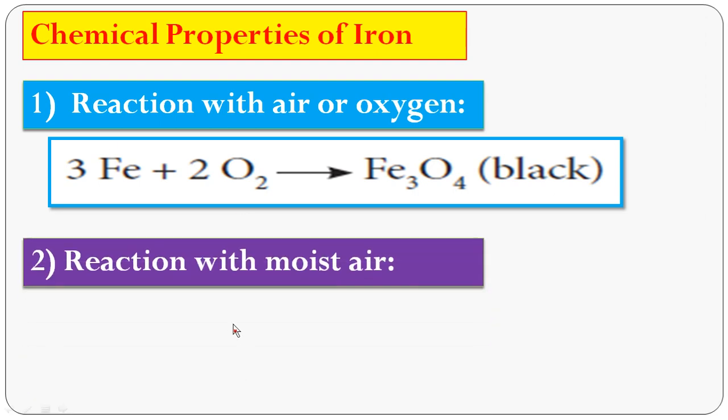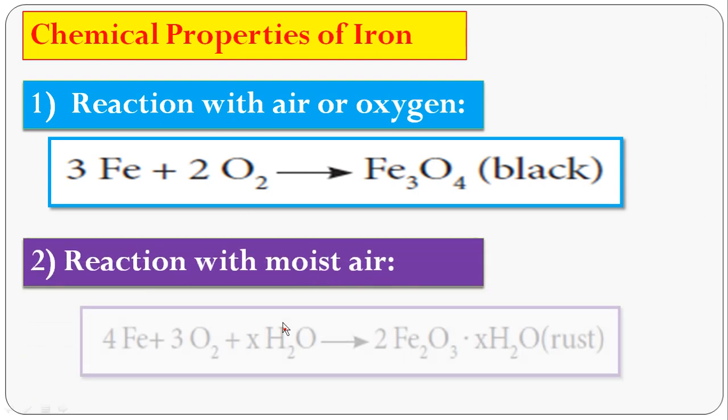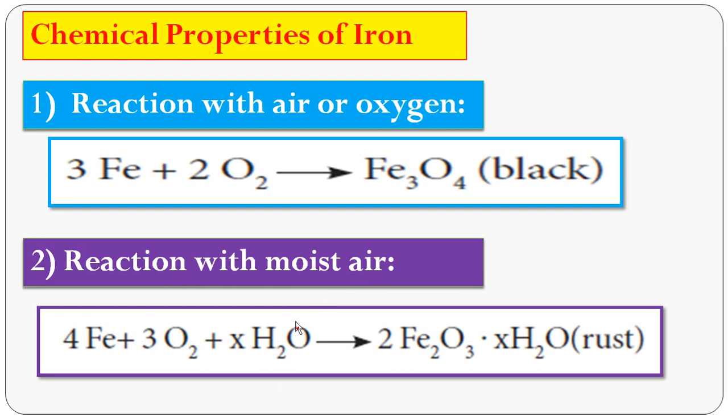The next one, reaction with moist air. Moist means H2O, air means O2. So when iron is exposed to moist air, moist means H2O and oxygen means O2, and it forms a brown hydrated ferric oxide. The formula of brown hydrated ferric oxide is 2Fe2O3 dot XH2O. It depends upon the water molecule. So generally you have to put X, and this formula is called rust, and this phenomenon is known as rusting.